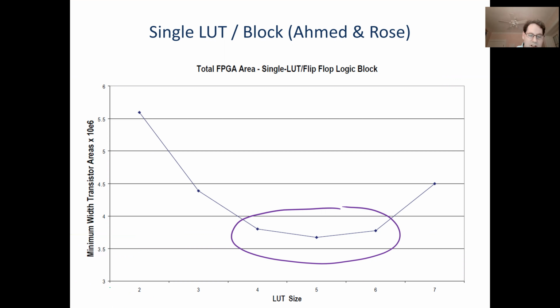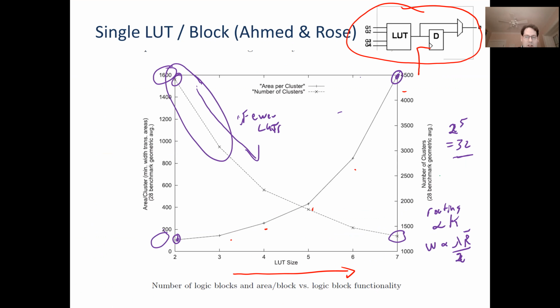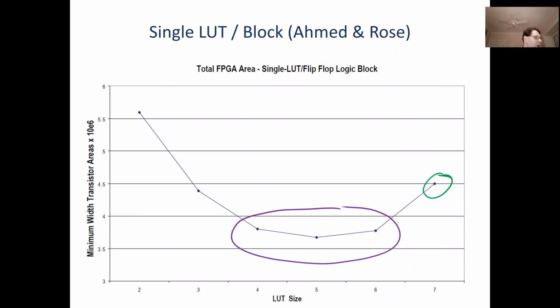So if we go all the way out here, that lookup table is really big. That's this area up here in terms of area. So those lookup tables are just very large. And while we do need fewer of them, it's not enough to compensate. Okay, so we get this broad minimum.